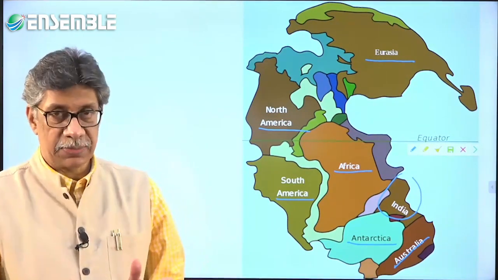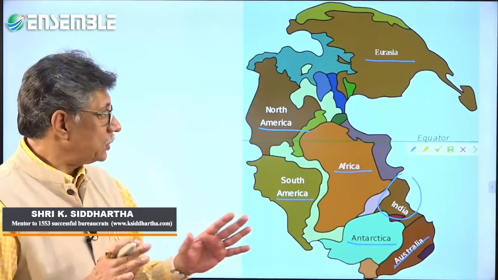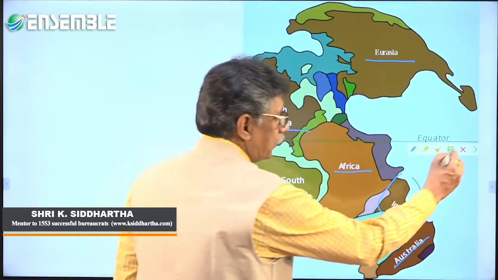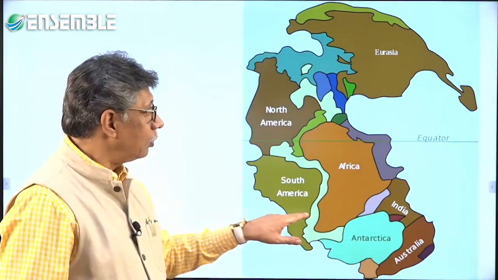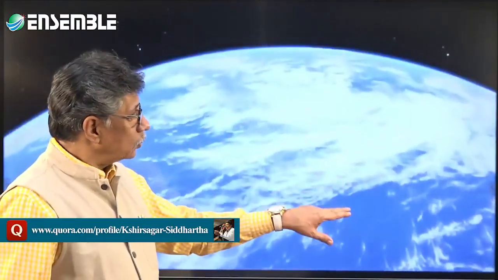Now understand this part. During all of this period, the whole of the earth was in a molten phase of sorts. And when the earth was in a molten phase, this is how exactly the picture of the earth was. The temperature of the surface of the earth was going to be 700 to 800 degrees centigrade, and the entire earth was a molten ball of sorts.